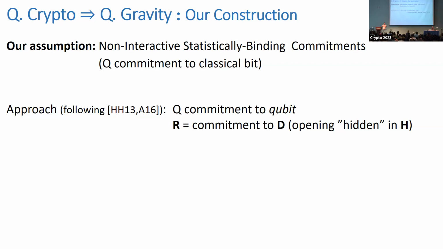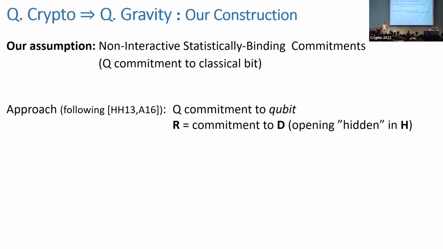Let's start by assuming that we have a commitment not to classical bits, but to qubits. So we have a quantum commitment scheme to qubits. And we're going to generate qubits B and D just as an EPR pair. And then we're going to apply our commitment scheme to the qubit D. And finally, the commitment part is going to be the register R. And the opening of the commitment is going to be in the register H. In this way, we're going to create an instance, H, B, and R. And we claim that this is a hard instance for the radiation decoding problem.